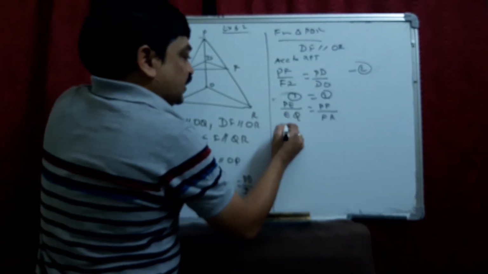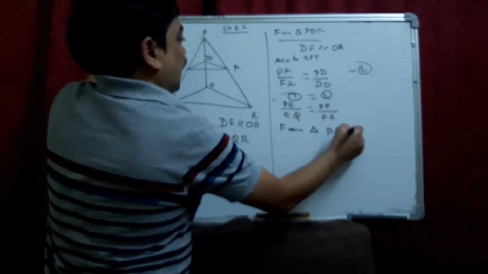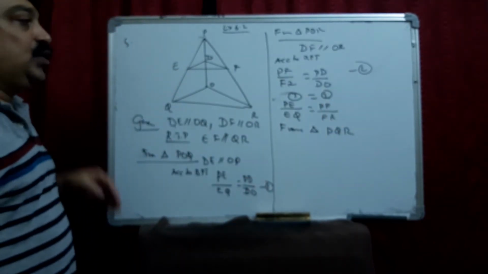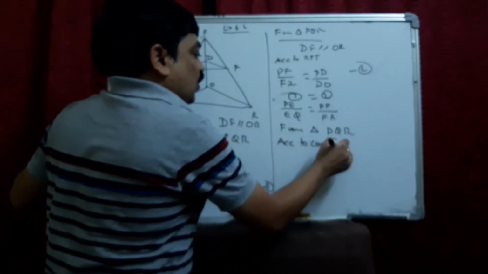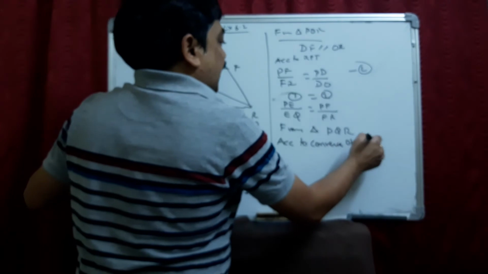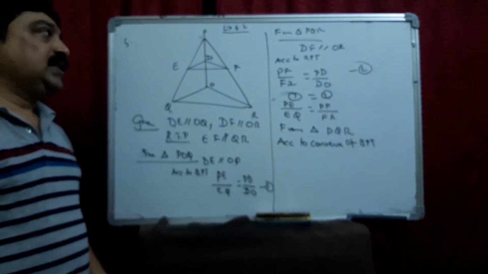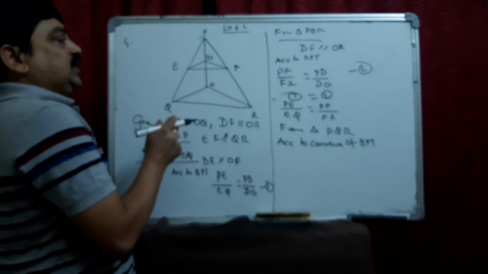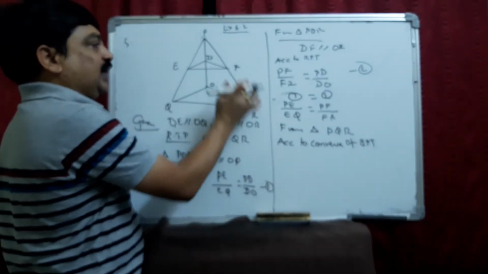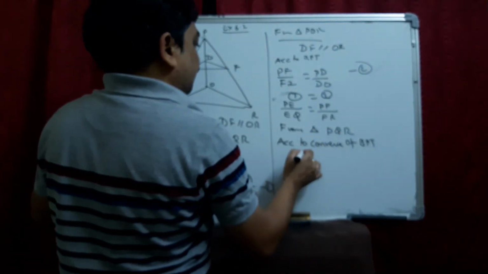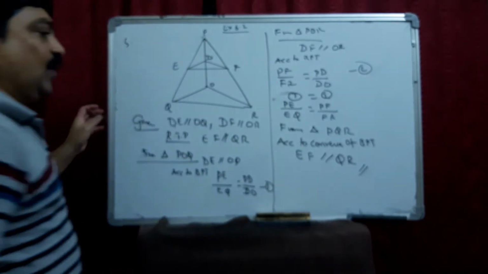Now from this condition, if you see triangle PQR, according to the converse of BPT, what is happening here? When you take the converse of BPT, when the ratio is equal, the lines are parallel. So what is the ratio happening here? PE by EQ is equal to PF by FR. Therefore, according to the converse of BPT, what can you say? EF is parallel to QR. Okay.